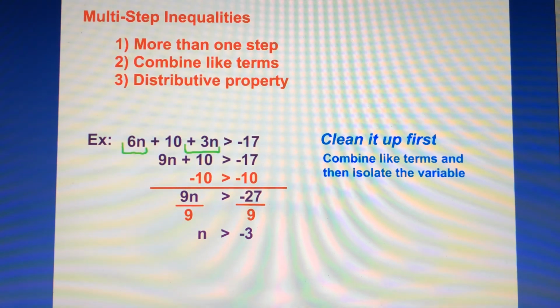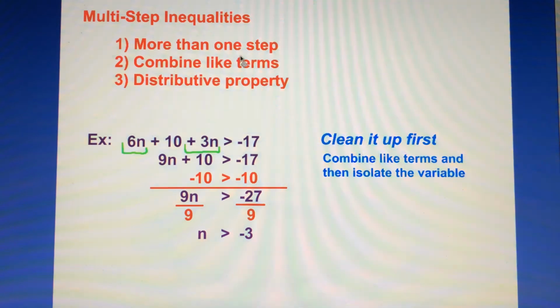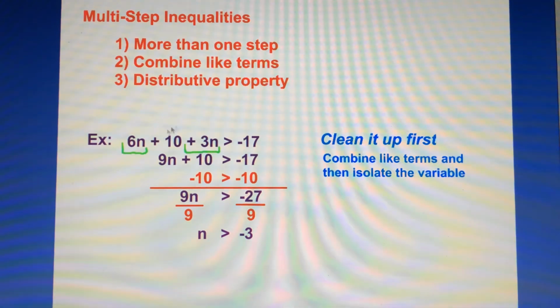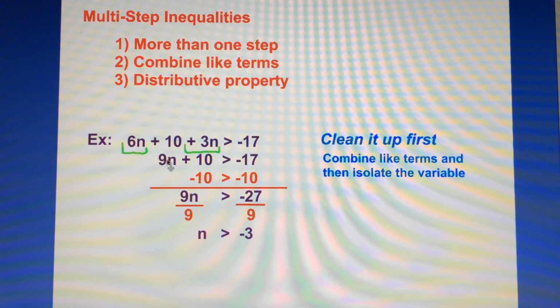Multi-step inequalities. We know from equalities that you have to clean up before you can begin. Our cleanup process, three of the main parts of it are, if you have more than one step, you combine like terms, you use distributive property. So I have to clean up. I have to combine my like terms. I'm going to use my distributive property.